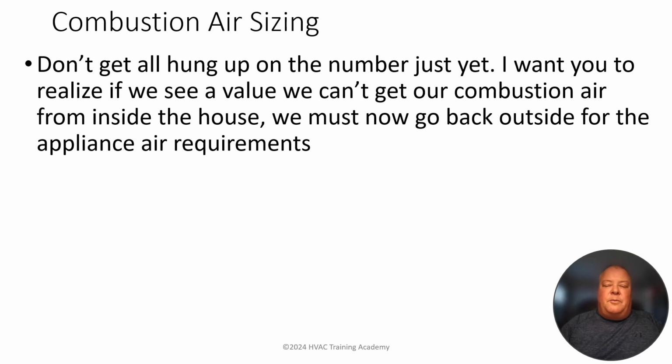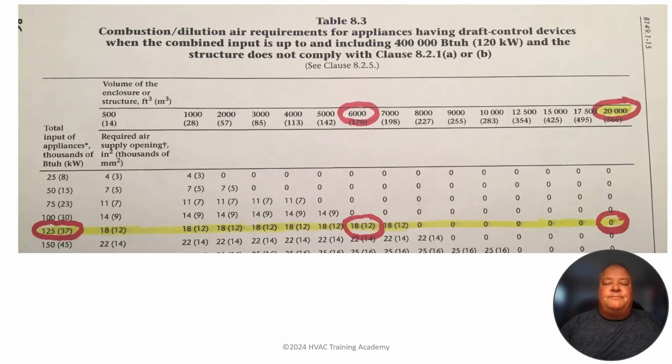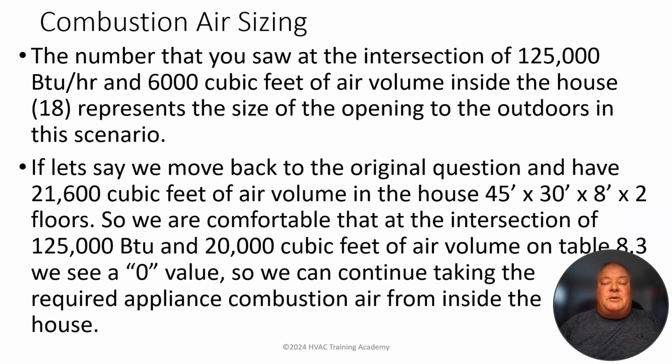It's a different rule when we go back inside the house, which we're going to talk about coming up here. So you can see at this point, again, the example that I pointed out, 125, we said now we were in between 6 and 7,000 cubic feet of air, so we go down to 6,000. Because we see a number there, that just indicates we've got to go outside. How big is our opening going to be? 18 inches square to the outdoors, between the outdoors and the furnace room.